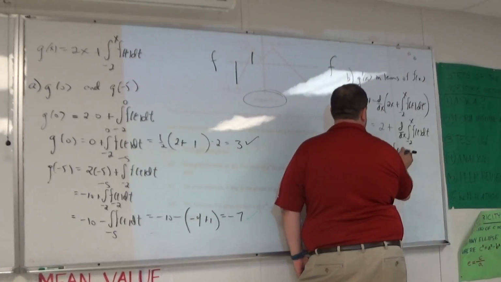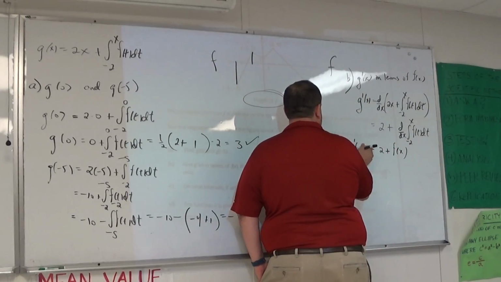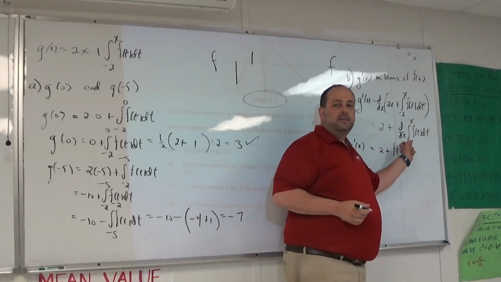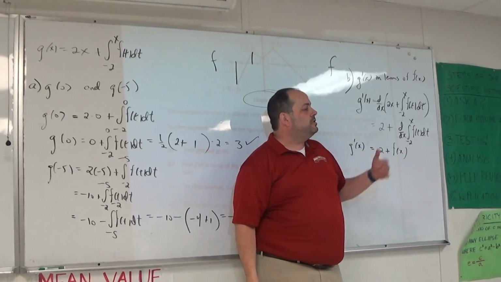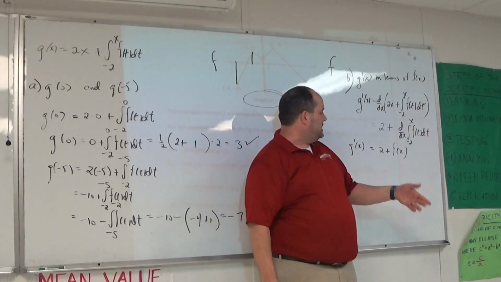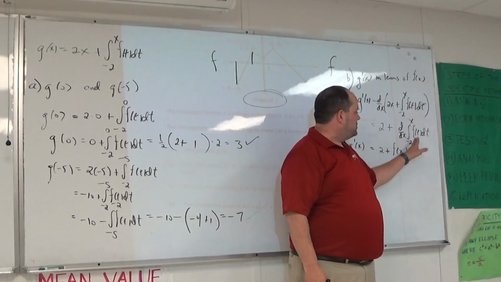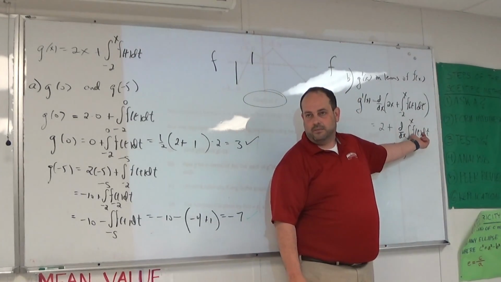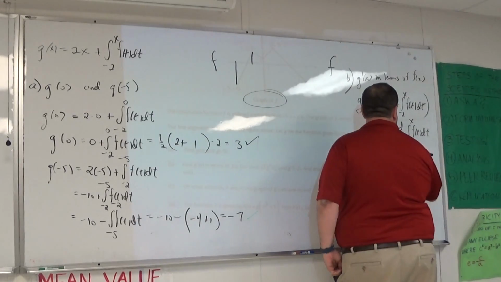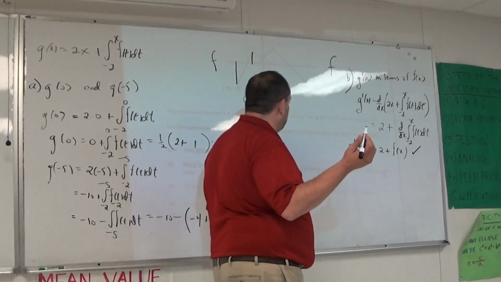So this is just going to be 2 plus f of x. The good news is you don't have to name the second fundamental theorem of calculus. You just need to recognize it when you see it. Derivative of the integral of the function from a constant to a variable, you just get the original function back. So g prime of x is equal to 2 plus f of x, first point.